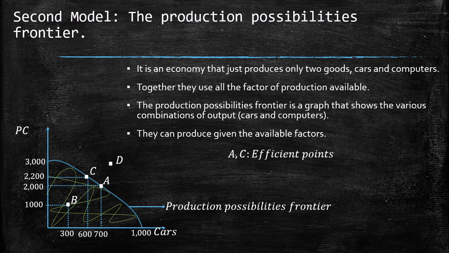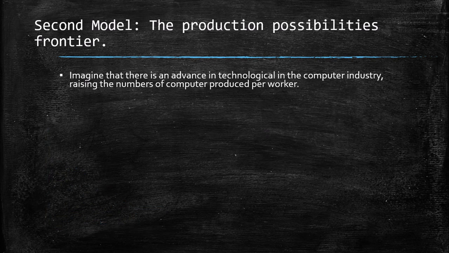So if we talk about points A and C, they are the efficient points. All the points on the production possibilities frontier are efficient. Why? Because I'm using all the resources available in the economy. If we think about B, it's an inefficient point, because maybe at this point I can devote more resources and reach point A, point C, or another point which lies on the production possibilities frontier. And the D point is just unreachable. We cannot go there.